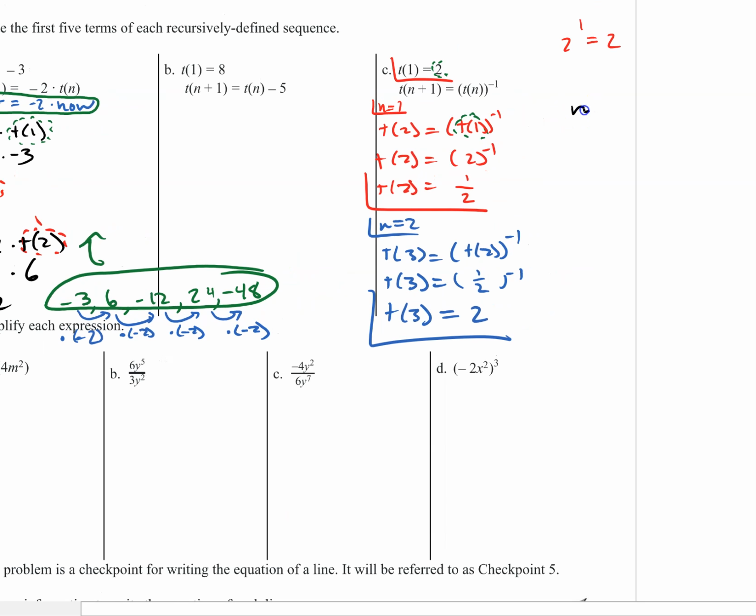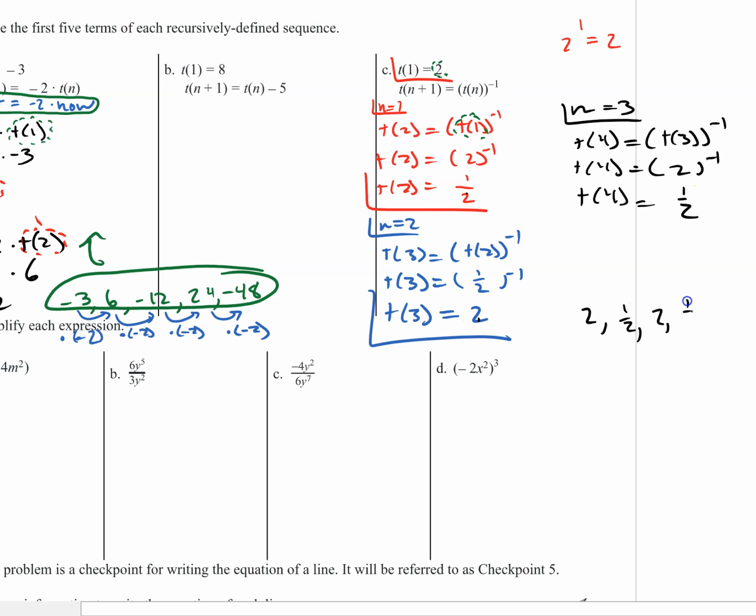And if we put in n equals 3, if I put a 3 right here, 3 plus 1 is 4. So that's t of 4, the fourth term, is equal to the third term raised to the power negative 1. So this is the pattern. To get to the next term, you flip the previous term. Okay, and I already know how to do that. This is just 1/2. So writing out the first few numbers of my sequence, it's 2, then 1/2, then 2, then 1/2, then 2, and I could keep going, but it just says first 5 terms.